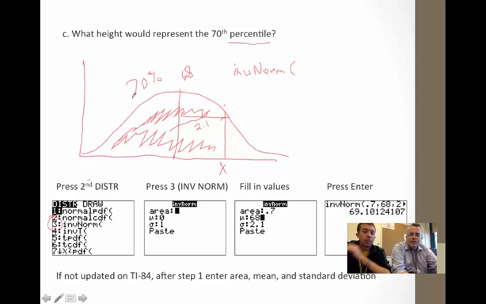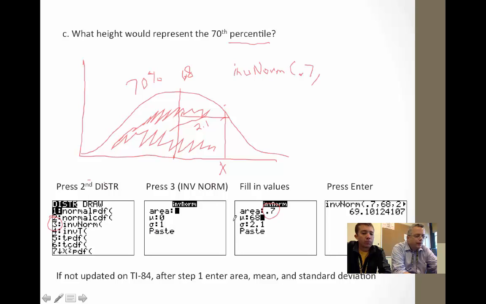And it's always area to the left of the value. We'll talk more about that later, but the calculator only handles area to the left of a value. 70 percentile, remember, is 0.7. Those of you with not the function, you just type in 0.7, and what's the area first? And then put a comma.